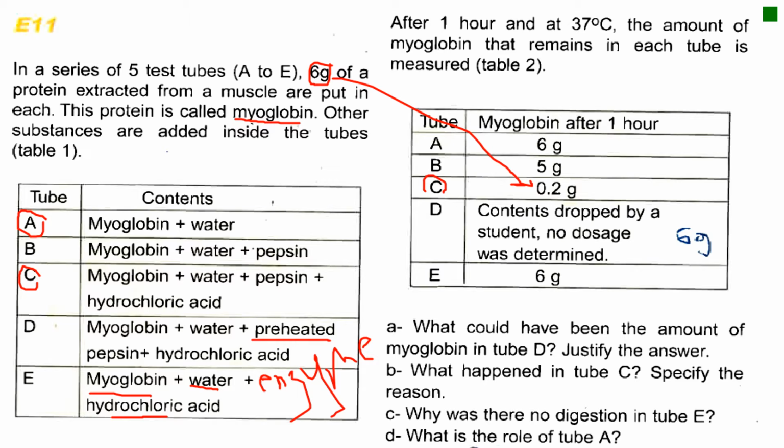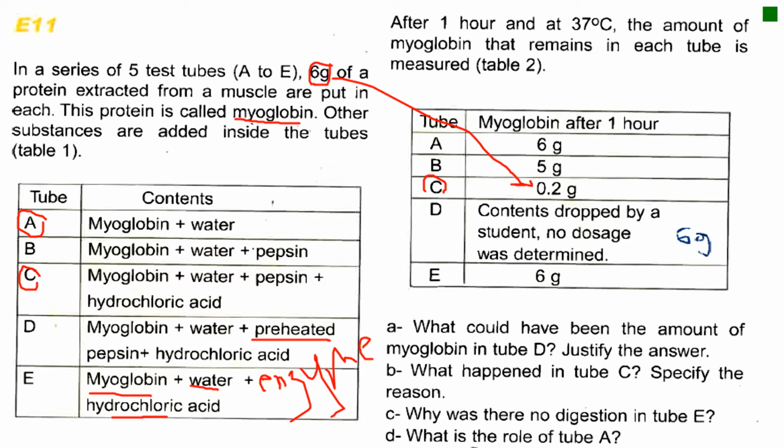Okay, let's follow. Tube A has only the protein, myoglobin, and water. Tube B has myoglobin, water, and pepsin, the enzyme that is found in the gastric juice of the stomach. It acts in acidic medium and it breaks down the proteins into polypeptides. Tube C has myoglobin, water, pepsin, and HCl, hydrochloric acid.